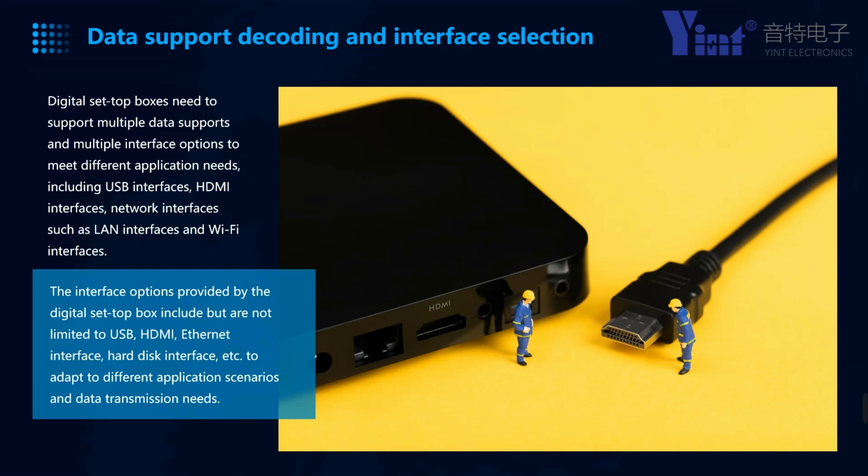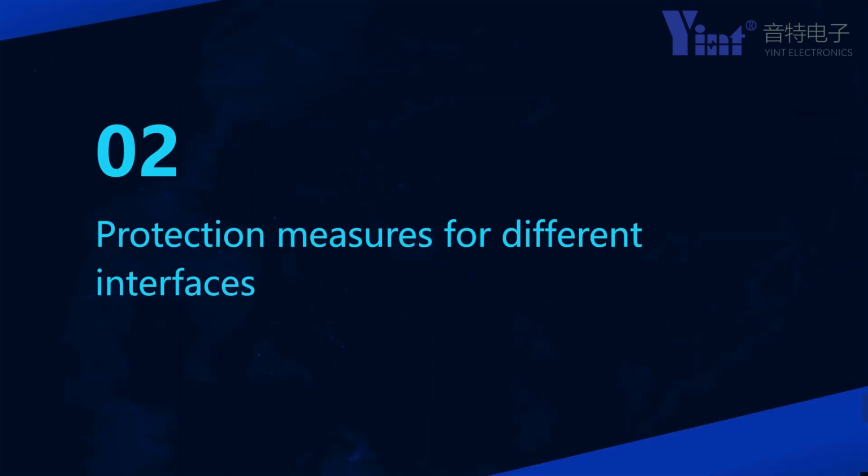The interface options provided by the digital set-top box include, but are not limited to USB, HDMI, Ethernet interface, hard disk interface, etc. to adapt to different application scenarios and data transmission needs.